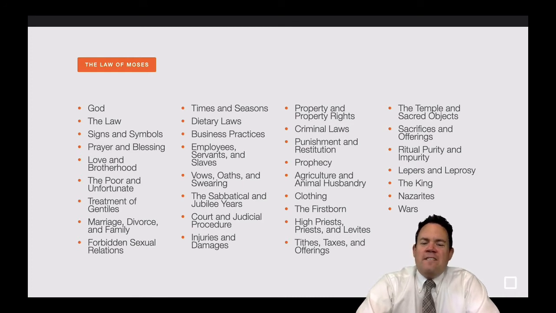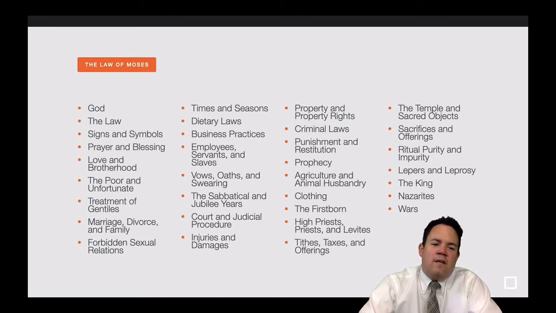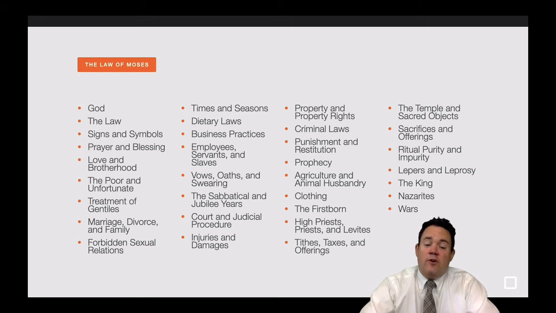As mentioned before, these 613 commandments touch on a number of different topics. You can see here behind me just some highlights. Of course, it talks about how to worship God, proper prayer, marriage, divorce, and family. What a lot of people talk about today are the forbidden sexual relations, and it mentions homosexuality in there, but it spends a whole lot more time talking about avoiding incest and not abusing one's family.